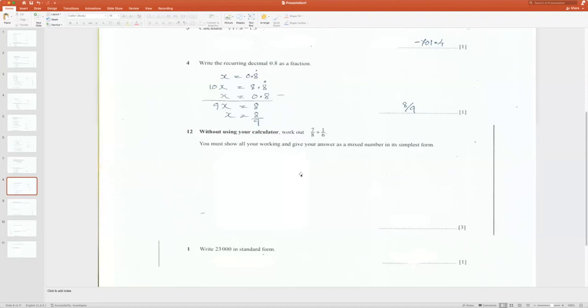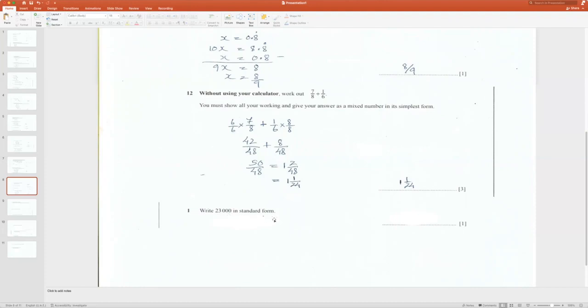Without using a calculator, 7 over 8 plus 1 over 6. We have to get the common denominator. We can multiply this by 6 and this by 8. Then 8 times 6, 48. 7 times 6 is 42. And 6 times 8, 48. Then 8 times 1, 8. So 42 plus 8, 50. So you can write this as a mixed number.